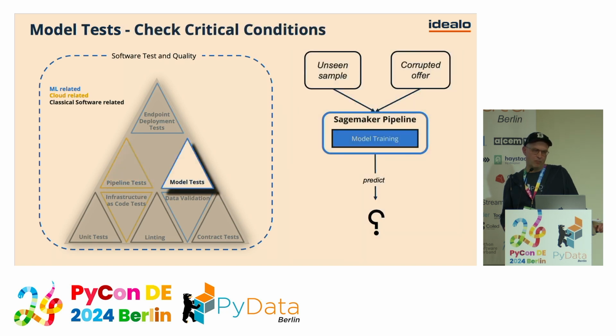Then model test. So as Tobias said, we identified some edge cases our model is confronted with from time to time. So maybe a shop offer might be corrupted, and this means the information it contains makes no sense. Or a shop offer might have a lack of information. There's no relevant feature that might be extracted. This is called an unseen sample.